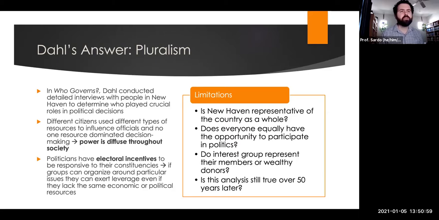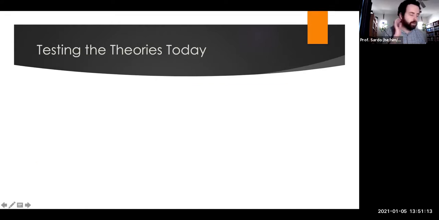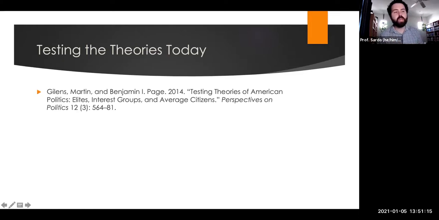And this book was written in 1961. Is this analysis still accurate? Have laws and institutions changed in the last half century that would invalidate some of Dahl's answers? Well, two political scientists, Martin Gilens and Benjamin Page, tried to revisit this in 2014 and tried to test different theories of American politics and power, trying to figure out which of these three groups, the elites, the interest groups, and the average citizens, actually exerts influence and power.